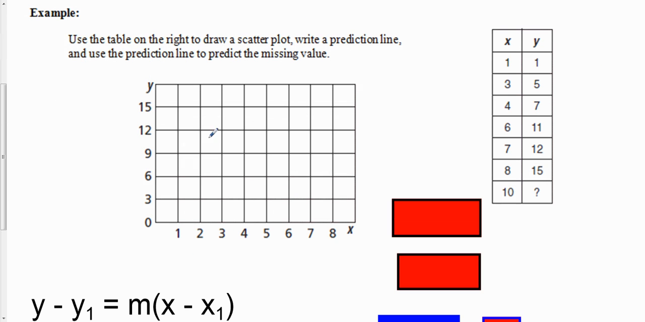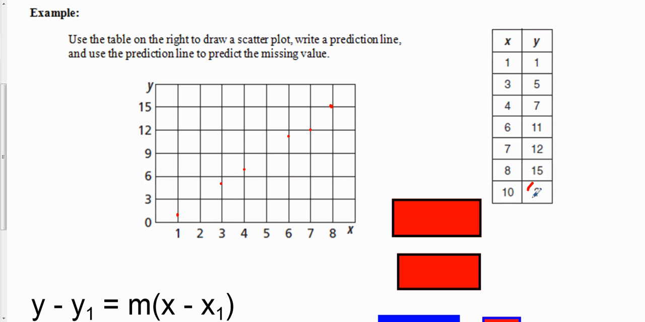So, for example, we're going to use this set of data to make our own scatter plot and line of best fit. First off, we're going to need to plot these points. So 1, 1 would be about right here. 3, 5, we'd go over 3 and up to 5. 4, 7, we'd be over at 4, up to about 7. Over to 6, up to 11. Over to 7, up to 12. Over to 8, up to 15.